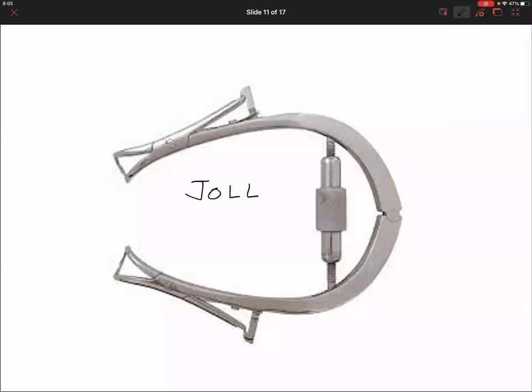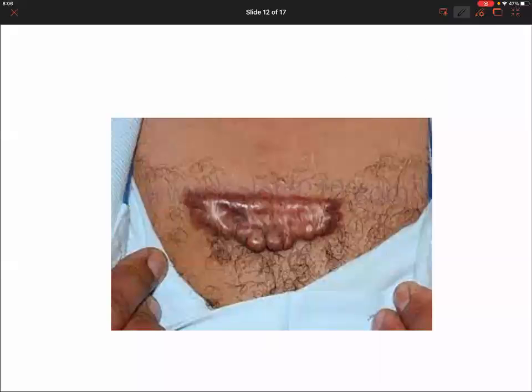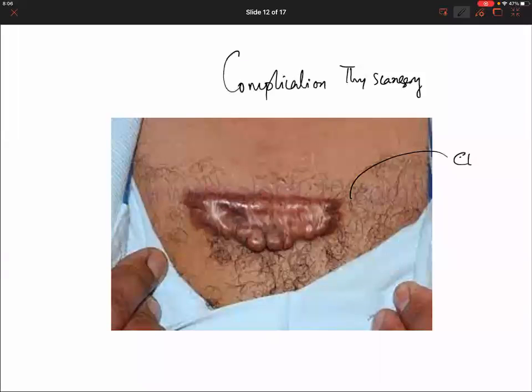This is something called Joll's thyroid retractor. It comes in your exams. What is this device? This is used during a thyroidectomy to retract the skin flaps. This is a complication of thyroid surgery. Where is the keloid? Sternum, on the chest wall. Very good.